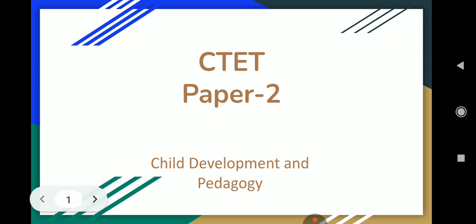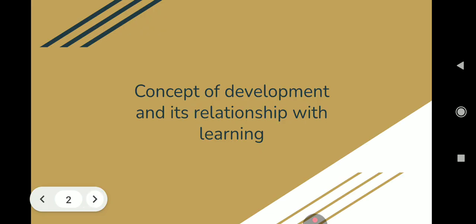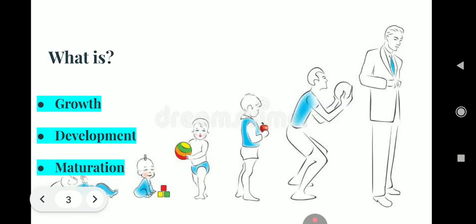Today in this session we are going to discuss the concept of development and its relationship with learning. Before we understand the relationship between development and learning, we must be very clear about the three basic terms: growth, development, and maturation. Because we often get questions from these areas, so we have to be very clear.